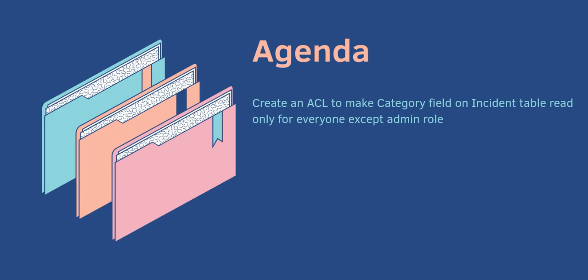So the agenda of our video would be to create an ACL to make the category field on the incident table read only for everyone except the admin role. So for example, if someone has an admin role, they should be able to edit the category field and any other person shouldn't be able to do that. So let's quickly go into ServiceNow and see how we can do that.